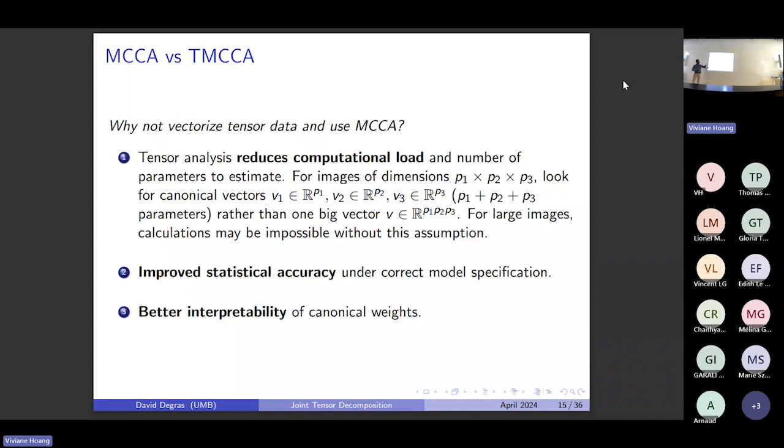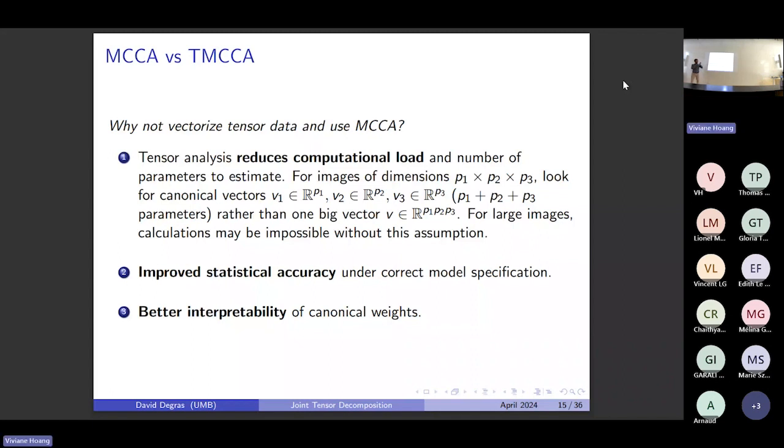So if I have a 10 by 10 by 10 image, then the number of parameters I need to estimate in a tensor MCCA would be 10 plus 10 plus 10. Okay, so I have 30 parameters and not 1,000. That makes a big difference. It makes a big difference in terms of computation, but also if I'm talking about model specification.